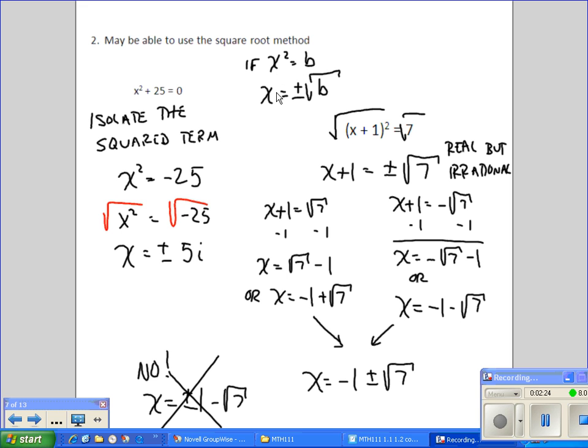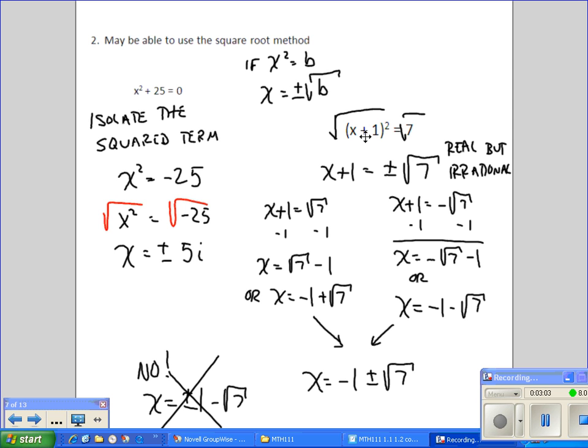Now the square root method we can use whenever we've got something squared equal to a number. If x squared equals b, then we know that x equals either the positive or negative of the square root of b. So with our first example here, x squared plus 25 equals 0. We isolate the squared term and get x squared equals negative 25. Taking the square root of both sides, we get x equals plus or minus, don't forget that, the square root of negative 25, which is 5i. The square root of 25 is 5, and the square root of negative 1 we've defined as being the imaginary term i.